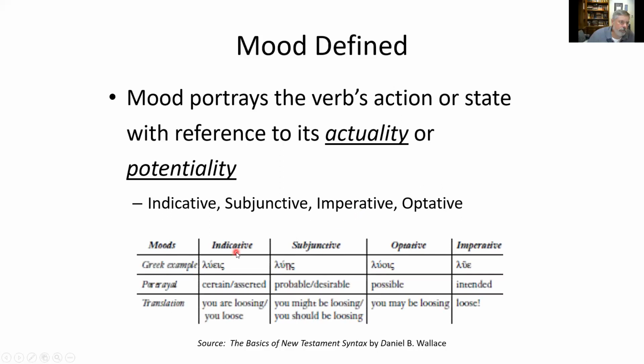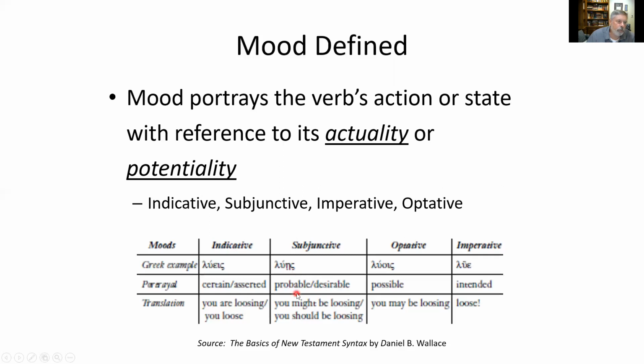In the indicative mood, lueis, second person, there's my second person singular ending. Lu means to loose or destroy. Loose is a typical translation. And it's portrayed as something that is certain. It is asserted. So you loose, you are loosing. It's portrayed as something that's certain or asserted because it's in the indicative mood. If it was in the subjunctive mood, it would look a little different. It's the exact same word, but it looks a little different, and we'll see why when we get to that point. And it's referring to something that you might be loosing or you should be loosing.